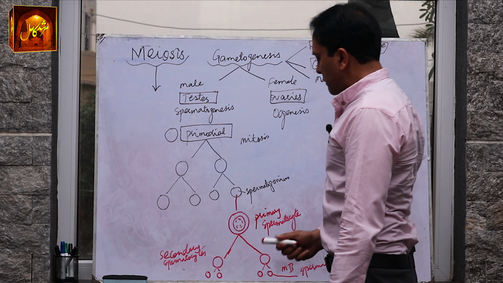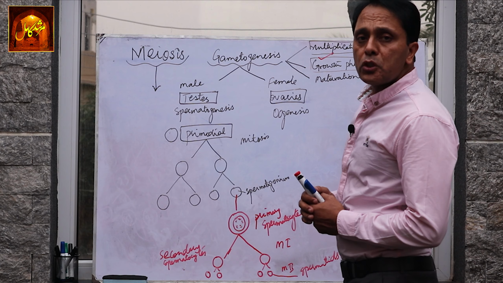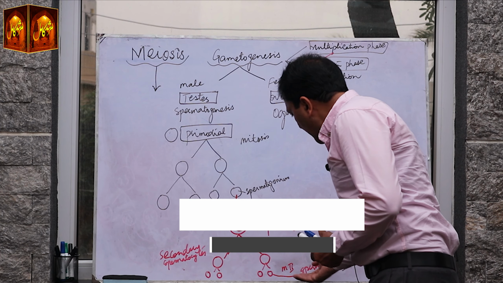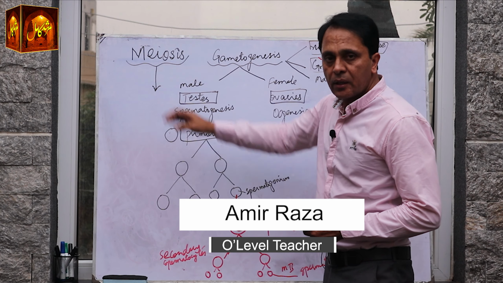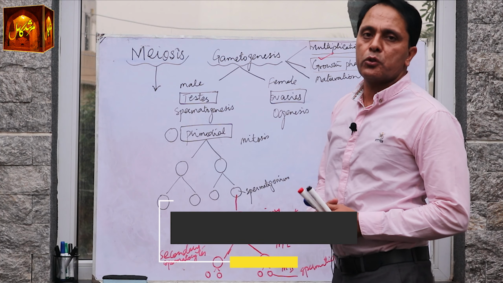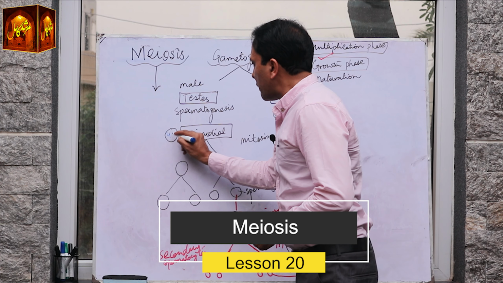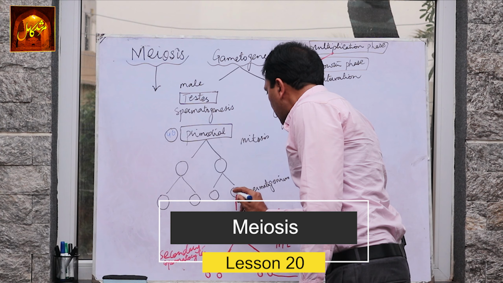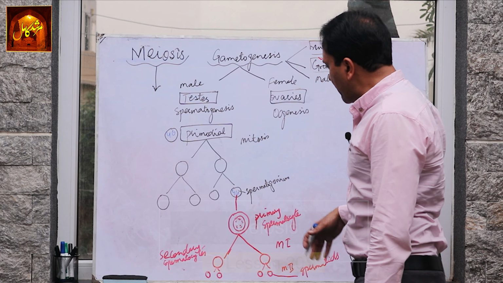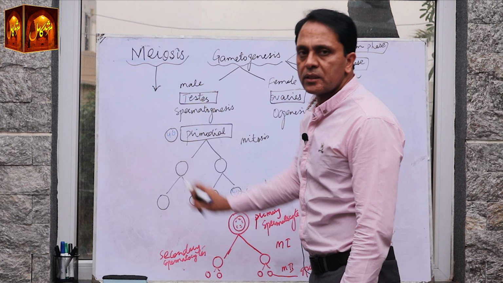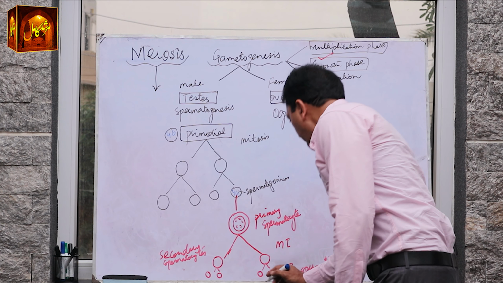And finally, these spermatids will change into sperms. Now these spermatids, after the process of meiosis, will have half the number of chromosomes, haploid. Like if 46 chromosomes are there in spermatogonium, after the process of meiosis, the number of chromosomes becomes half, haploid.